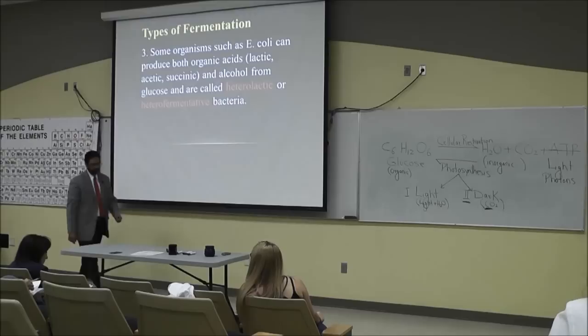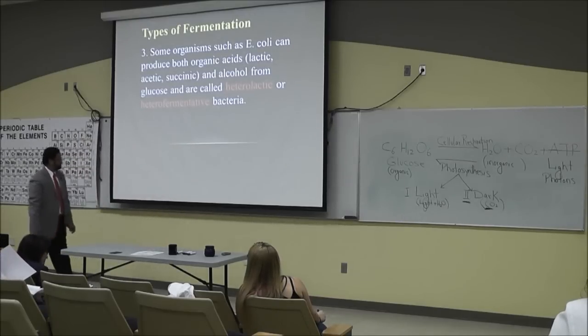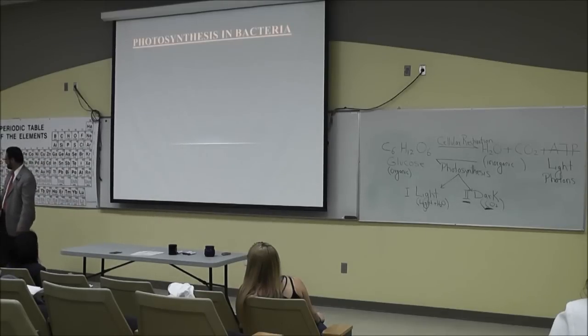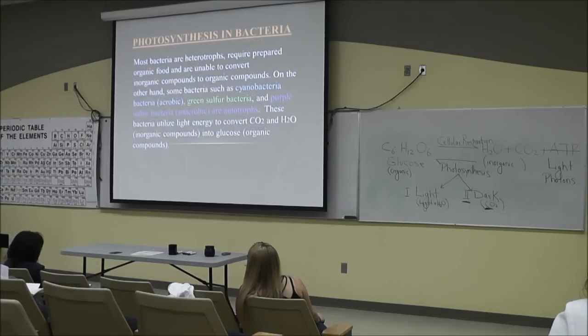This is just the introduction part first. Photosynthesis. Introduction. Most bacteria are heterotrophs and cannot change inorganic to organic. But some bacteria, such as cyanobacteria, blue-green algae, are aerobic. Green sulfur and purple sulfur bacteria are anaerobes. They are autotrophs. They are the ones that can change inorganic to organic compounds.